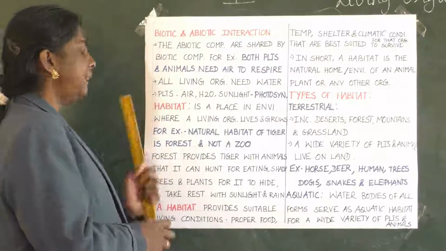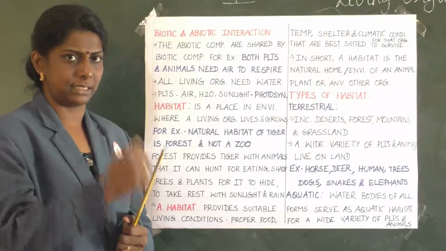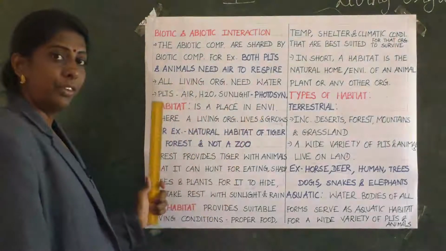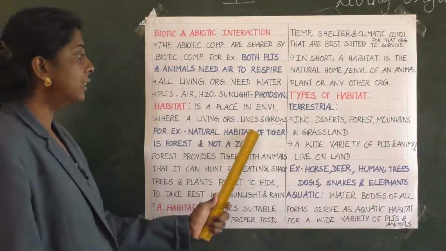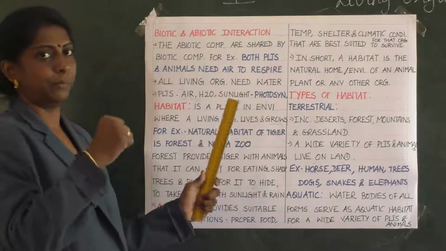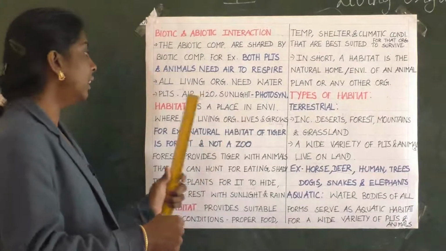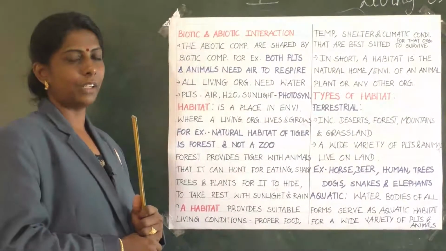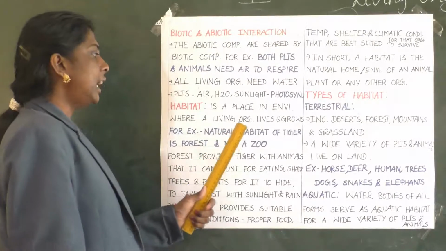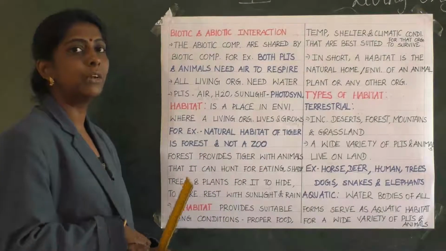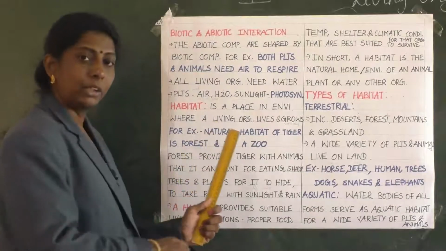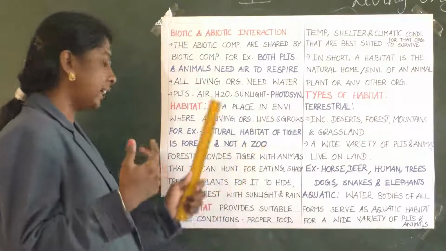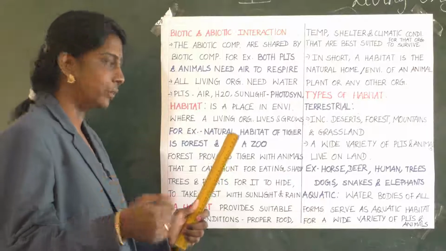Now about habitat. What do you mean by the word habitat? Habitat is a place in the environment where a living organism lives and grows naturally. For example, natural habitat of tiger. Natural habitat of tiger is forest and not a zoo. Clear, children? It's not a zoo. Is it not?